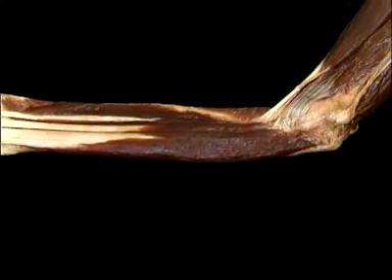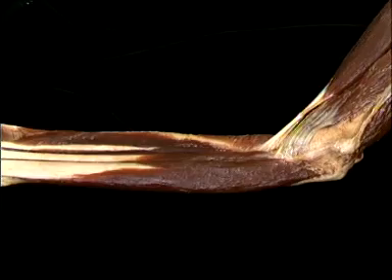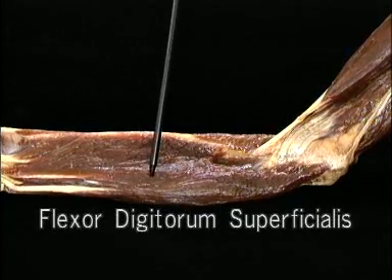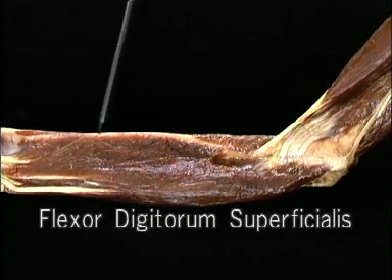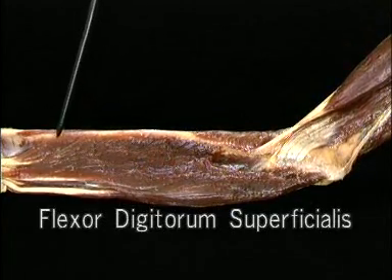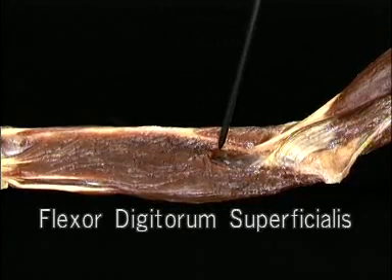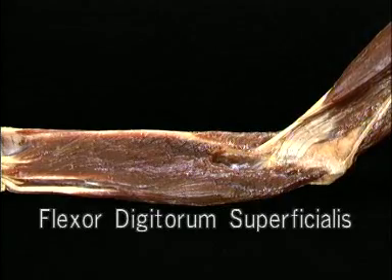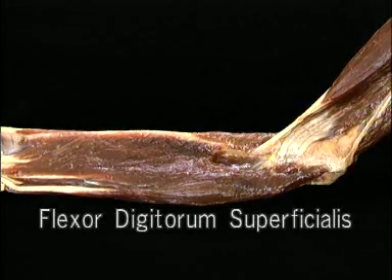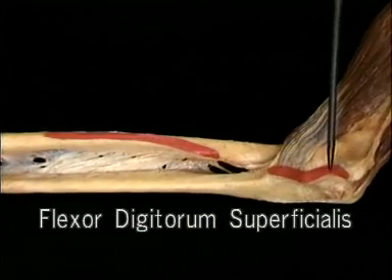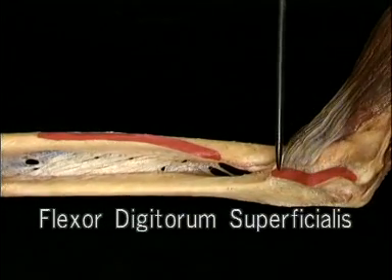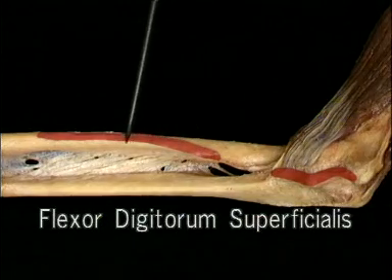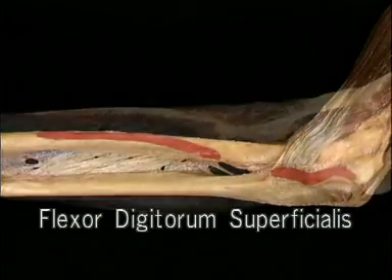Now let's add the superficial finger flexor, flexor digitorum superficialis, to the picture. Here it is. It lies right on top of the profundus. It has two heads of origin, a radial head and a humero-ulnar head. The humero-ulnar head arises as part of the common flexor tendon from the medial epicondyle of the humerus and also from the adjoining ulna. Its radial head arises from this long oblique line on the radius.